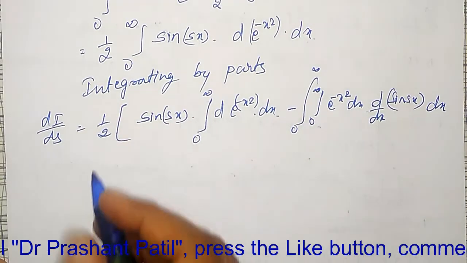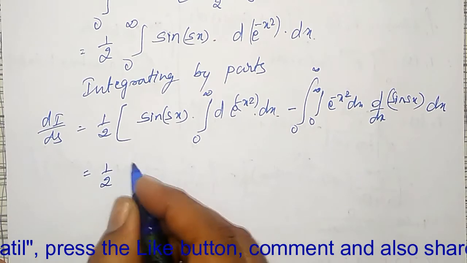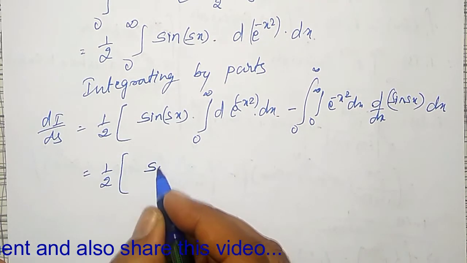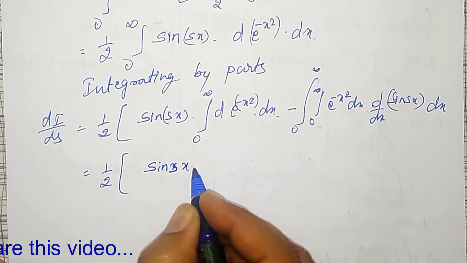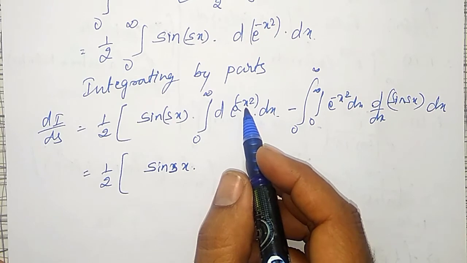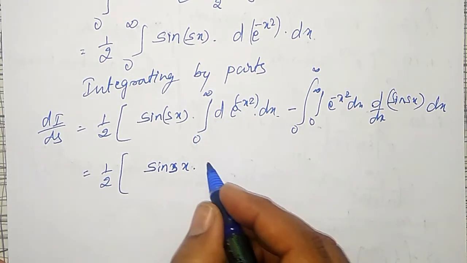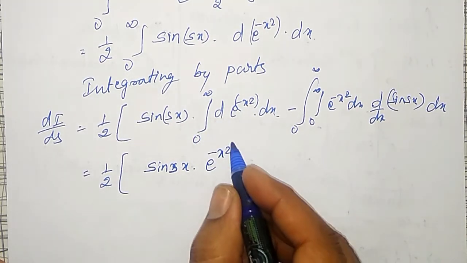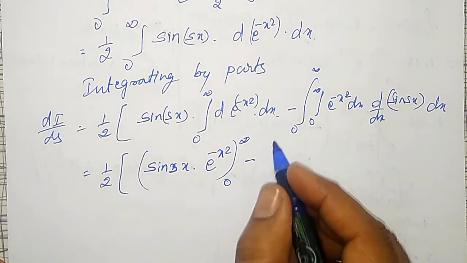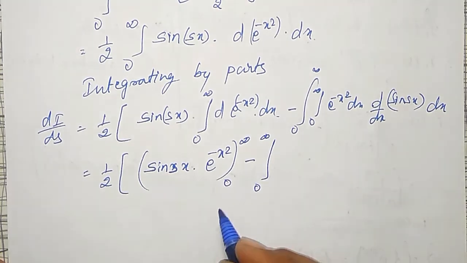Okay, now simplifying this, what I am going to get, 1 by 2 times sin sx into e raised to minus x square between the limits 0 to infinity, minus integration from 0 to infinity.